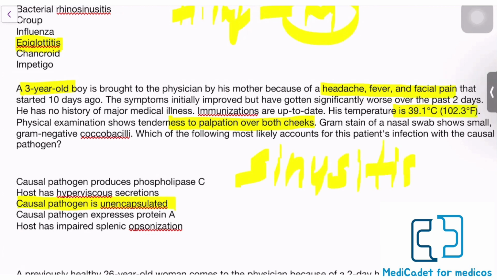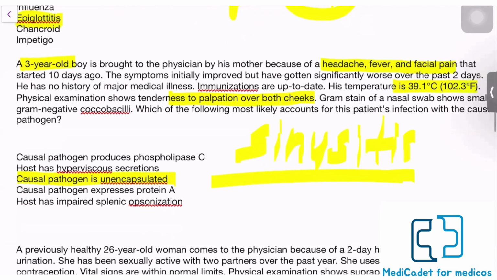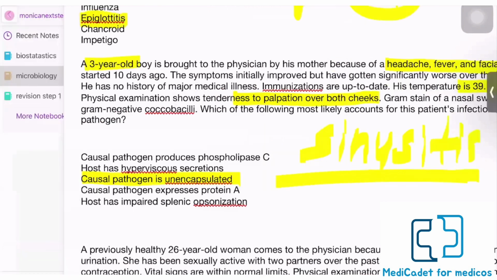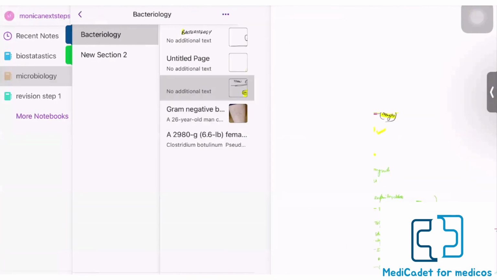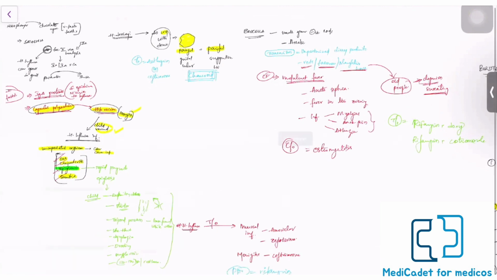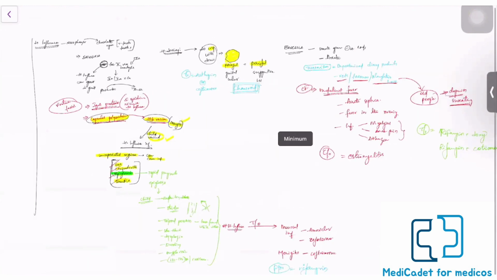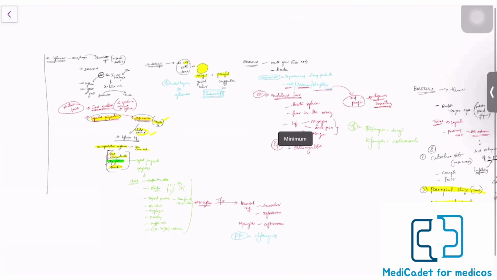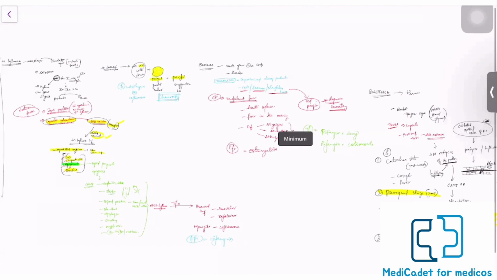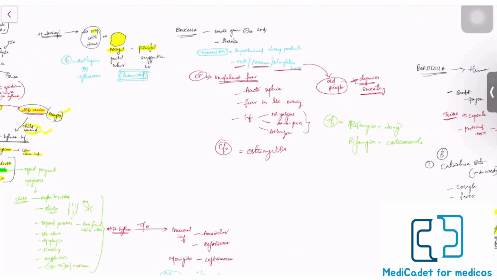What about sinusitis, which is caused by Haemophilus influenzae that is not capsulated, so the vaccine cannot prevent it. That's how it will be tested in the case of Haemophilus. Any doubts regarding Haemophilus influenzae, Brucella, or Bordetella? Or shall I move to the next segment, which is gram-negative bacilli?